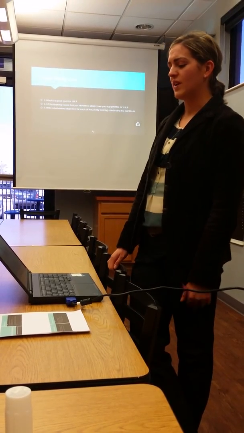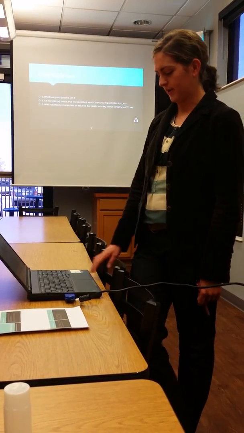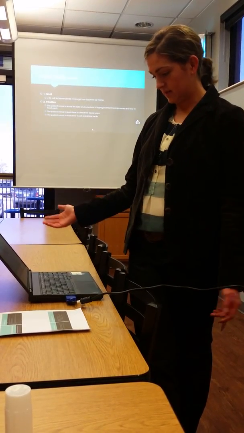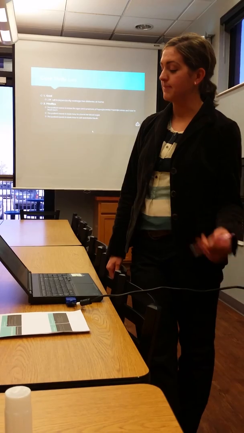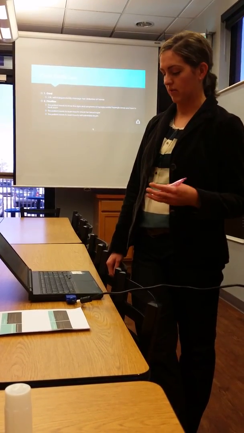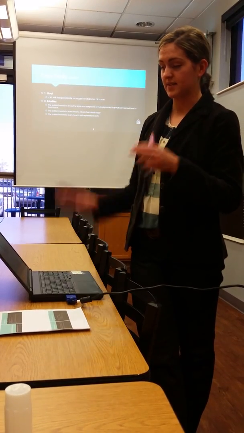So what's a good goal for her? An example would be: JW will independently manage her diabetes at home. Like I said, very broad, very general. It's going to take a lot to get us there, but that's our overall goal.